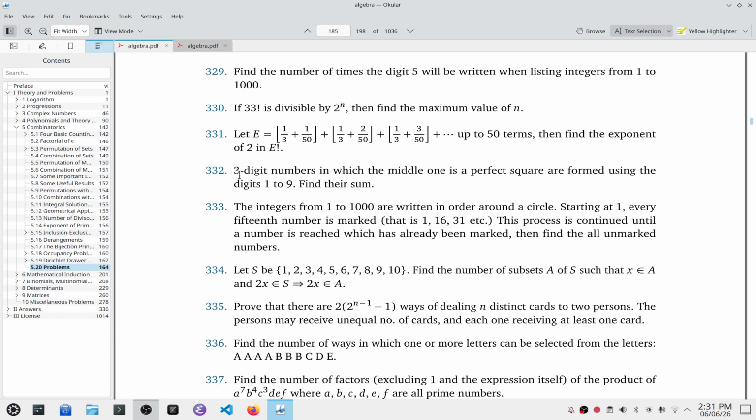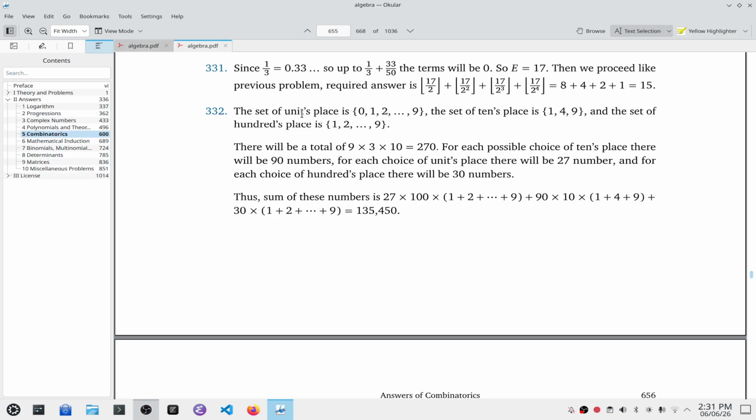Question 332 says that 3-digit numbers in which the middle one is a perfect square are formed using the digits 1 to 9. Find their sum. So the units place is 0 through 9, and tens place is 1 through 9, and the hundreds place is 1 through 9. There will be a total of 9 multiplied by 3 multiplied by 10, that is 270. There will be total number of 270 numbers.